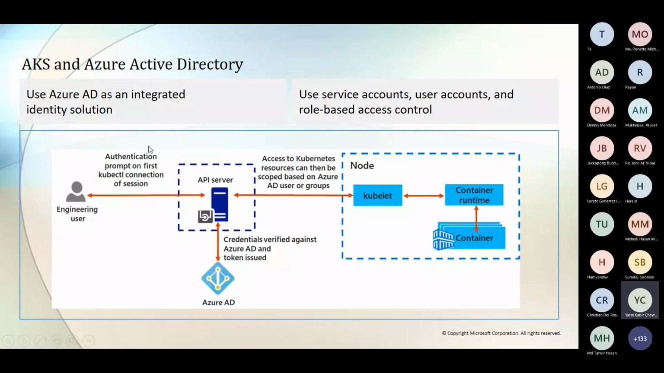So this is the structure if you use an AD integrated Kubernetes solution. Suppose there is an engineering user, there is authentication. There is an API server. When anyone from engineering wants to check or access the node, the API server will connect with Azure AD through the API. Then they will tell you whether he or she is authorized for this node, container or Kubernetes or not. If yes, then they will give the access. If not, then they will not give the access.